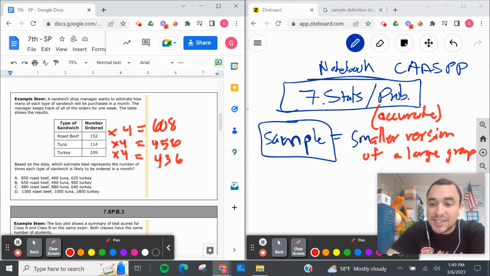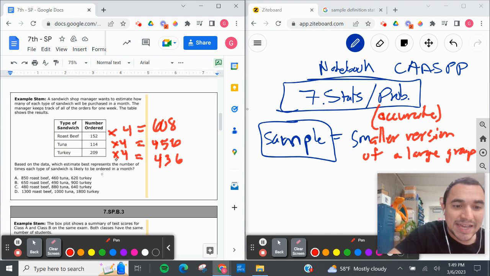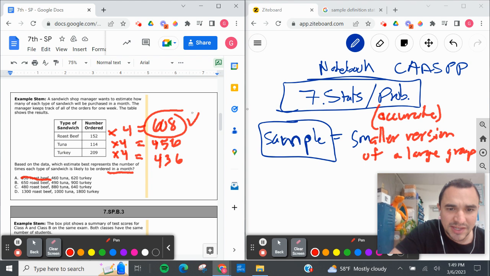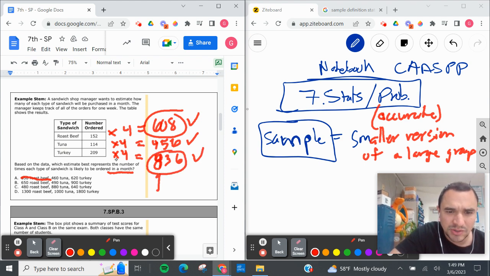So now these are the exacts, but what is the best estimates in a month? So 850 and 608. No, that's not right. How about 650? Okay, 650 can work. What about 490? Yeah, 490 will work. 900 turkey? Wow, I was wrong. That's 836. I put 436. It's 836. 900 turkey could be the answer. Make sure you edit that. I'm sorry about that. That could be it. It could be B. B's the best guess so far.